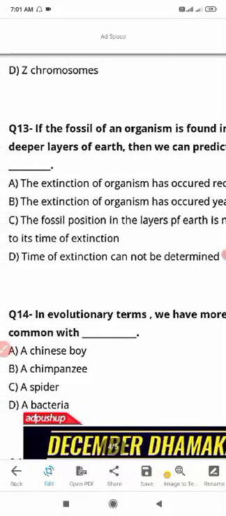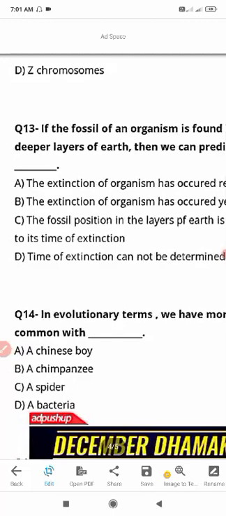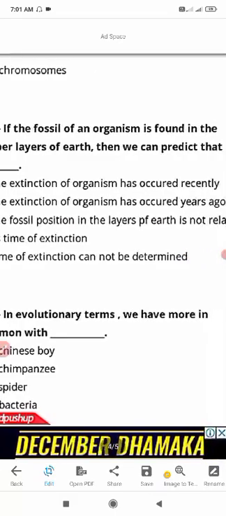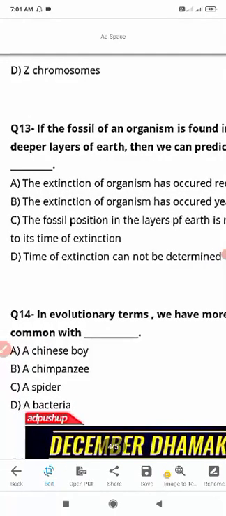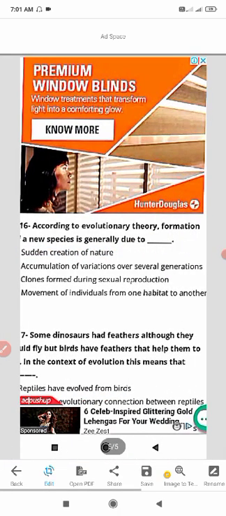Now question number 14. In evolutionary terms, we have more in common with a chimpanzee. So chimpanzee, monkeys, they are the ancestors.